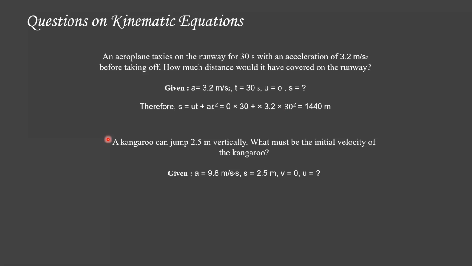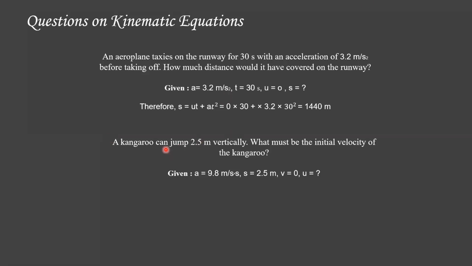A is equal to 9.8 meters per second square. Distance S is equal to 2.5 meters. Final velocity is equal to 0. You must find the initial velocity. Yeah, exactly.